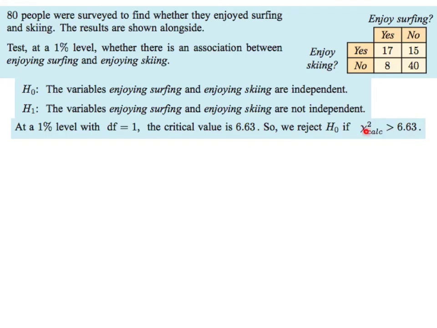And then we set up our rejection inequality. This inequality says if our chi-squared calculated, when we take the chi-squared of this table, is bigger than 6.63, we will reject H naught, or H sub 0. So that's our rejection inequality.